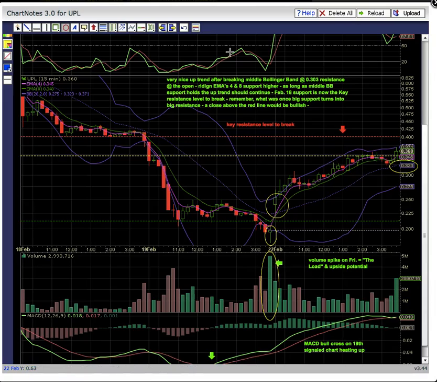There was a close today above the intraday resistance. As you can see, the yellow line is representing the intraday resistance. There's a close above that. That signals more upside potential. And what we're looking for now is over here on the 18th. As you can see, this was support. And so what was once support becomes resistance. So now that's going to be the key level to break.